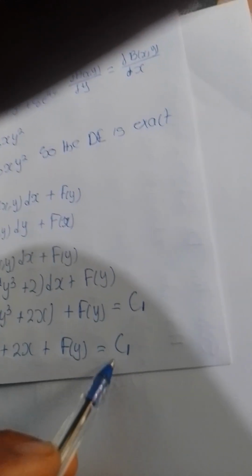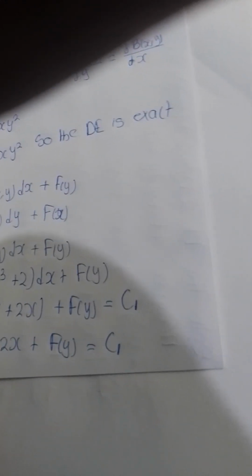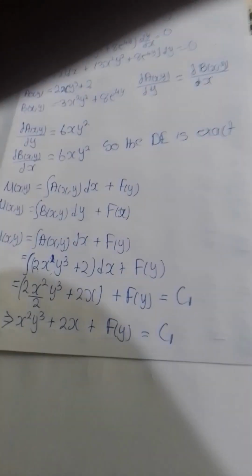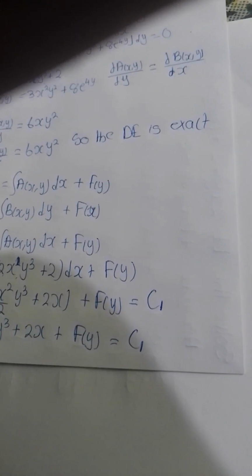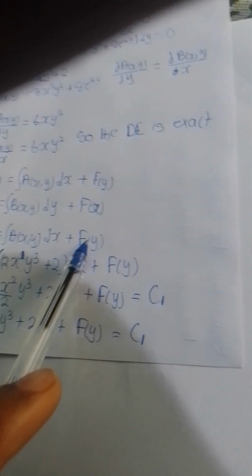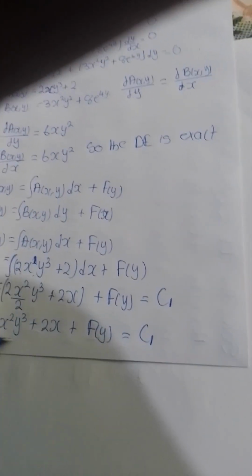So from here, this one will be the solution of my equation. Basically, the first thing you need to do is let a function mu of x, y be equal to the integral of this. When you integrate and equate to a constant c1, this is basically your solution.